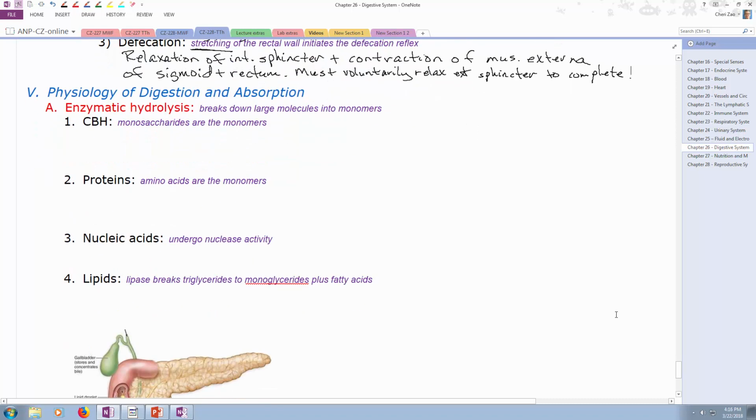Okay, so we're into the physiology of digestion and absorption, and now we're into the terminology enzymatic hydrolysis. What does hydrolysis mean to you? Water cut. When you hear the term hydrolysis, I want you to realize we're taking a large molecule and making it smaller, right? That's what cutting it is going to do. And we're going to use enzymes for this process.